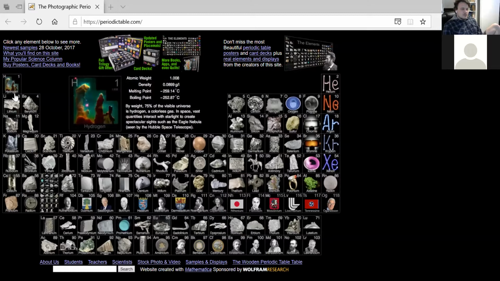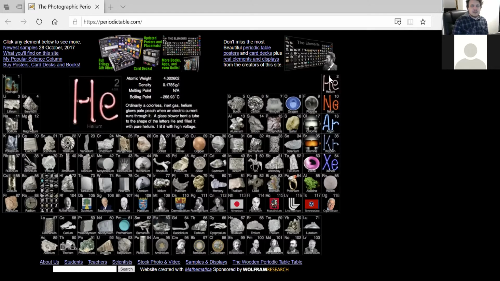So the alkali metals here, they're metals, but you can actually cut them with a butter knife. So they're soft, they're malleable, and we'll learn next week when we go into metallic bonding just why metals act the way they do. So hydrogen is number 1, helium is number 2.